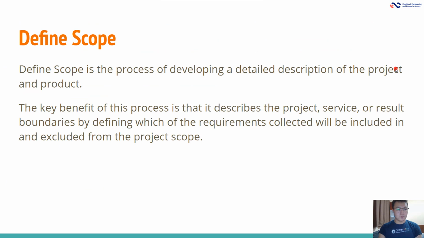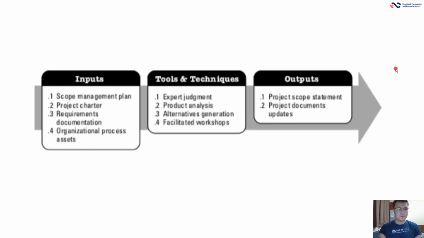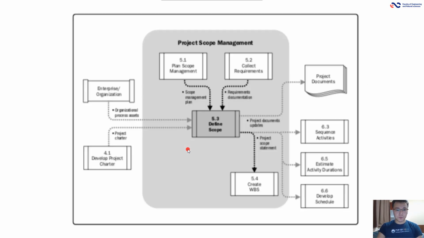Define scope. Define scope is the process of developing a detailed description of the project and product. Here in the inputs you have the scope management plan, project charter, requirements documentation, and organizational process assets. In tools and techniques you have expert judgment, product analysis, alternatives generation, and facilitated workshops. On output, project scope statement and project documentation updates.